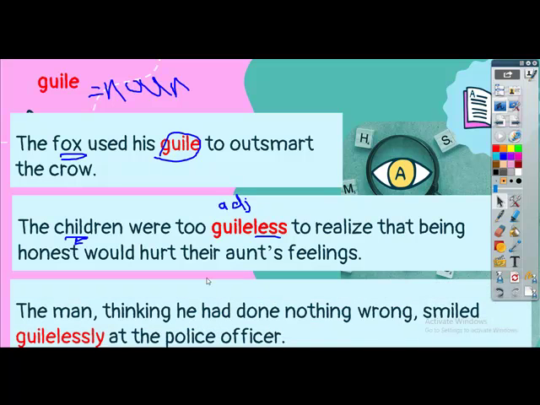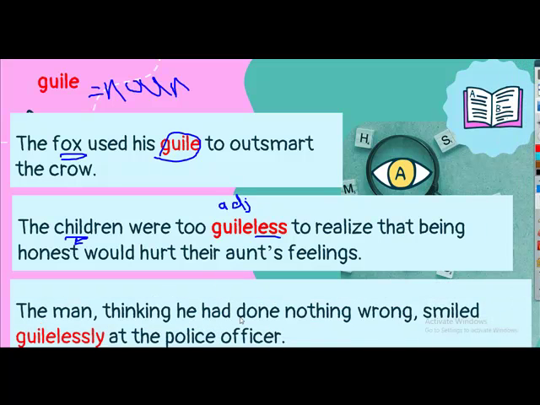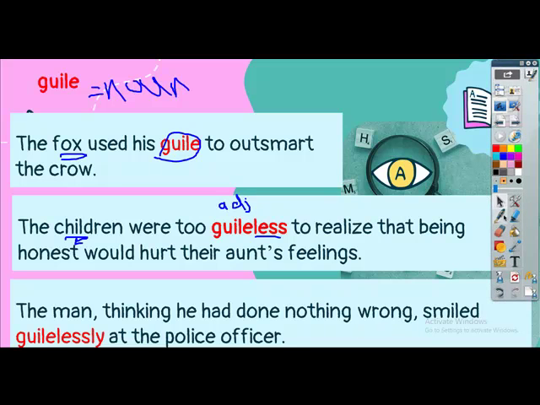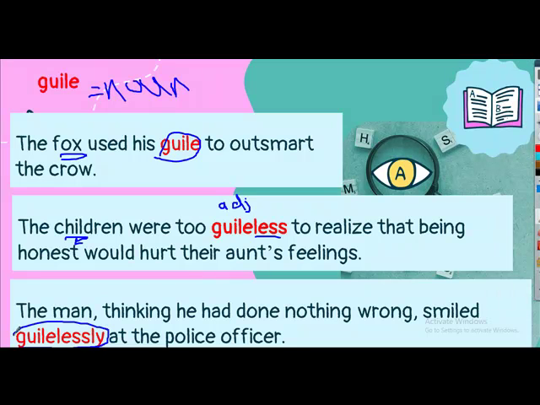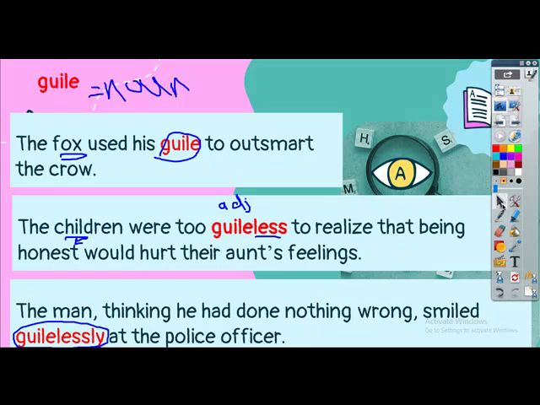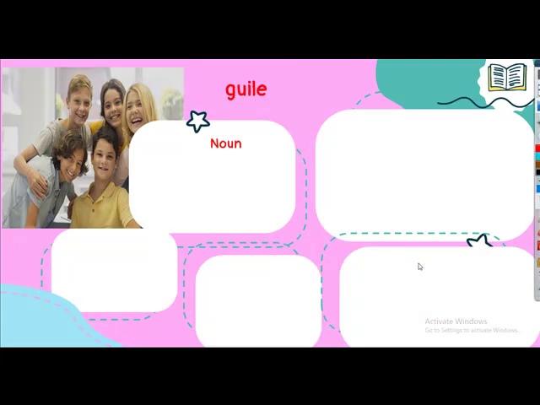The next one, the man, thinking he had done nothing wrong, smiled guilelessly at the police officer. Okay, because he smiled, or they are accusing you with a crime, and you smile guilelessly. That's an adverb in order to show your honesty. Oh, let's hope for the good. So guile here, that's a noun.